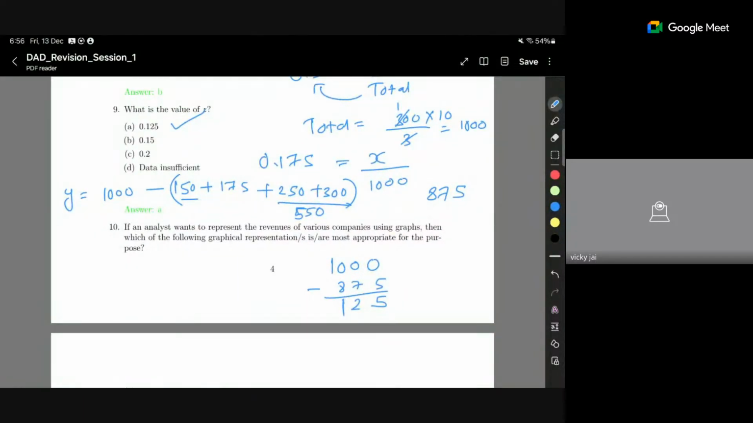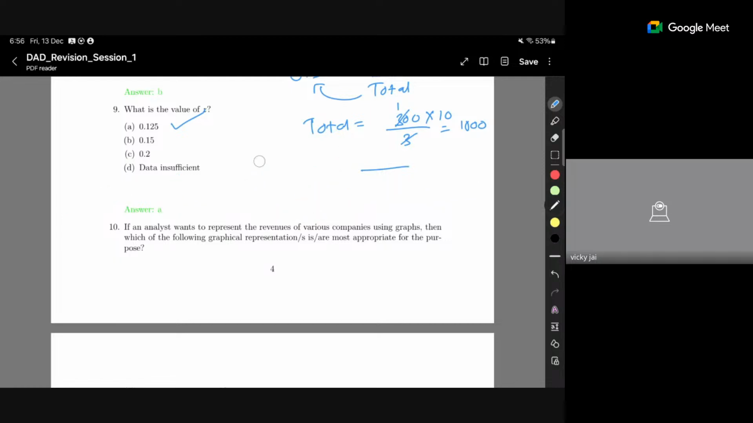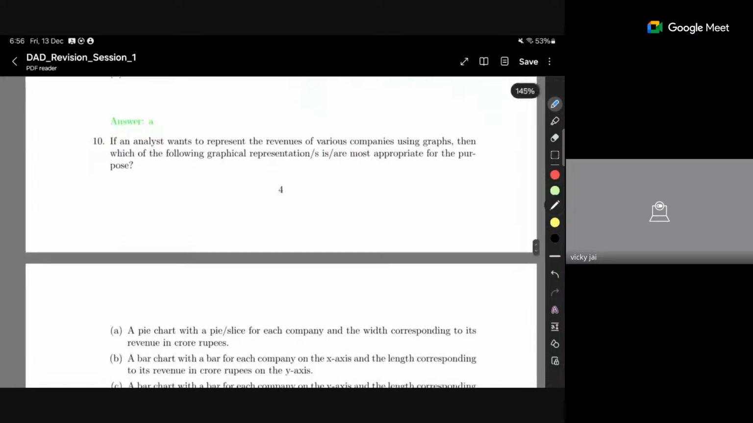Any doubts so far? Okay, fine, then we can move on. So just clearing the space.